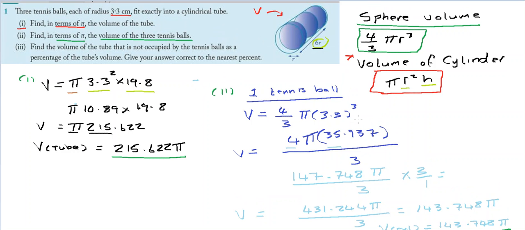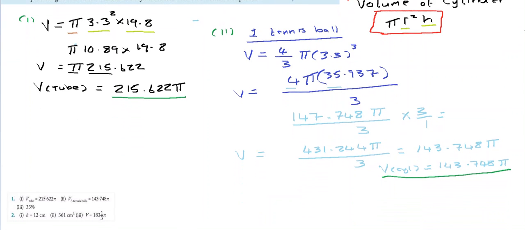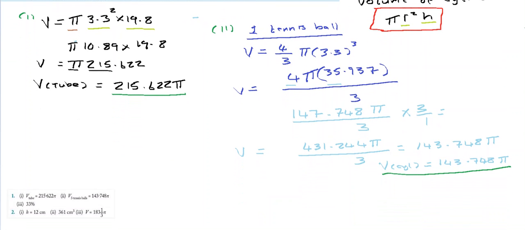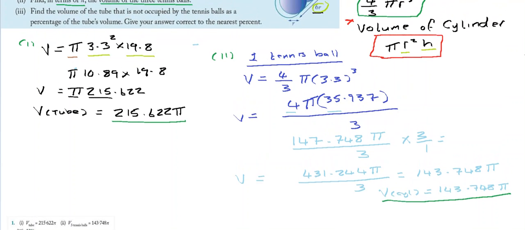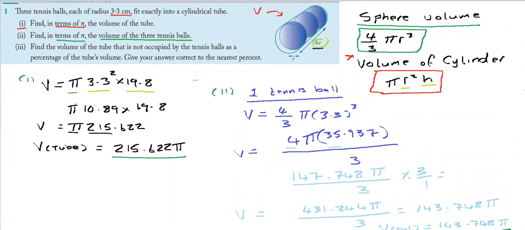And again, we'll check it against the answer. Very important. So 143.748 pi. Okay, so that's it. So that's the volume of 3 tennis balls. So what we've done here is we've worked out the volume of 1, then we've multiplied it by 3 here to get the volume of 3. And this is the volume of 3 in terms of pi. Okay, so that's that.